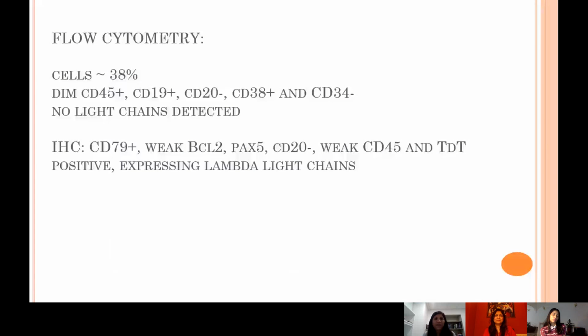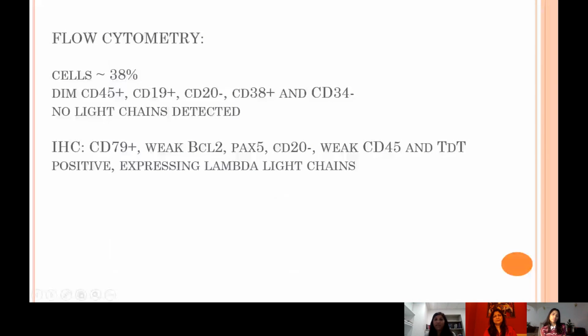On flow cytometry, these cells had CD20 negative expression. They were positive for CD38, and they were also negative for CD34, which is a marker for blast. No light chains were detected. On IHC, these cells were negative for CD20, but they were positive for TDT, which is a marker of immature B cells, and these cells were positive for lambda light chains.